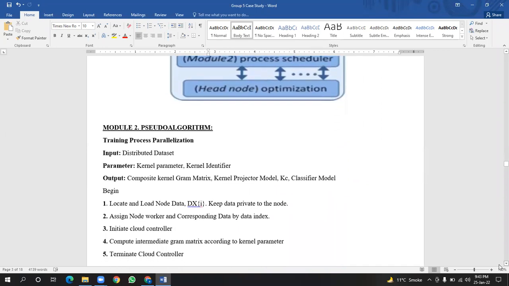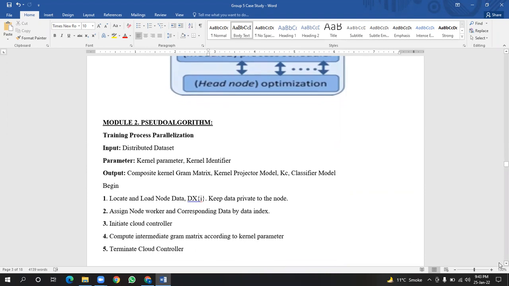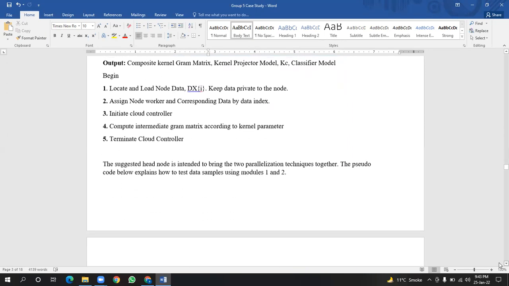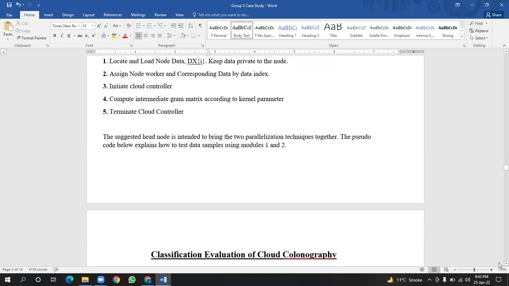We saw the pseudocode algorithm. In this case there is the training process, input parameters and output: locate and load node data, assign node workers and corresponding data by data index, initiate cloud controller, compute intermediate and grammatics according to the kernel parameter, and terminate cloud controller. The suggested head node is intended to bring the two parallelization techniques together. The pseudocode below explains how to set up the database using modules one and two.